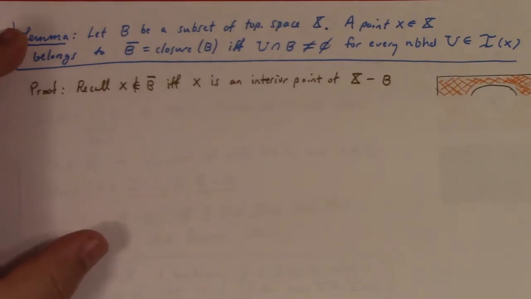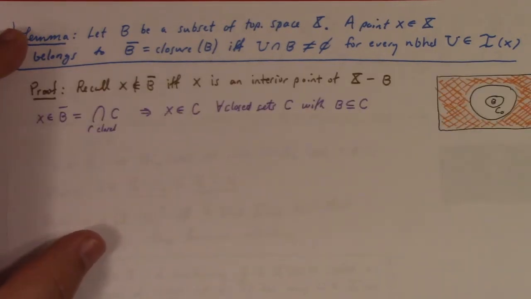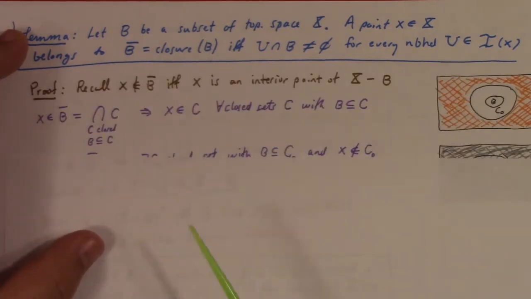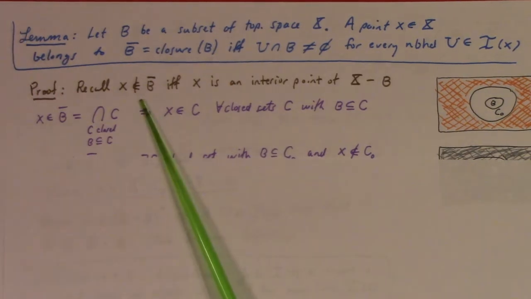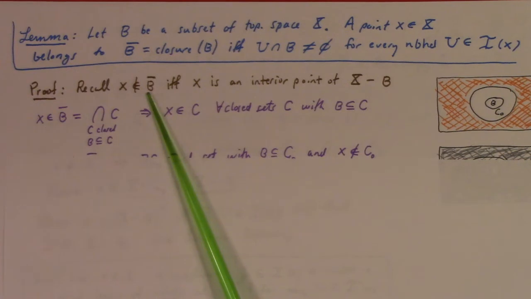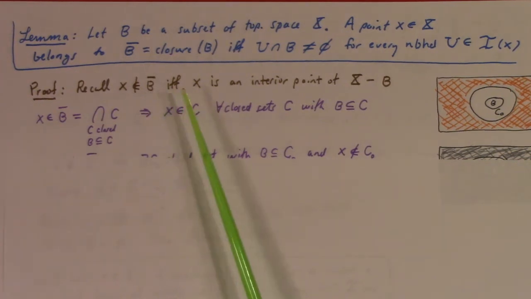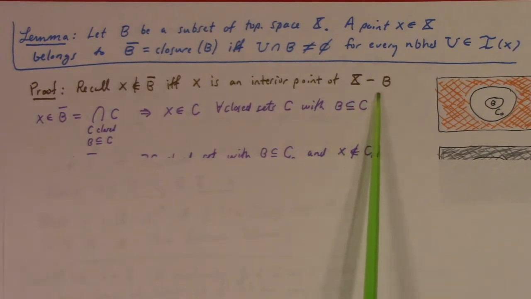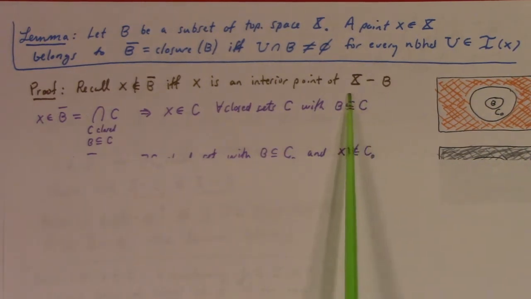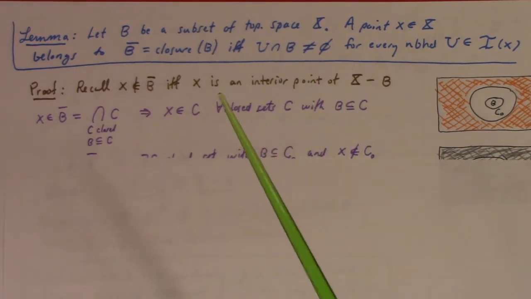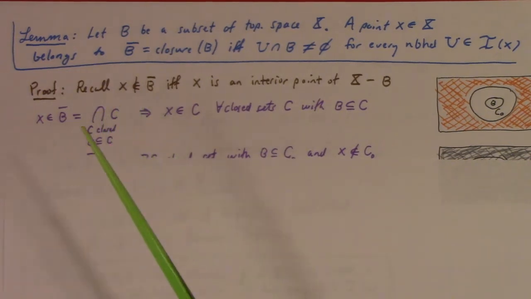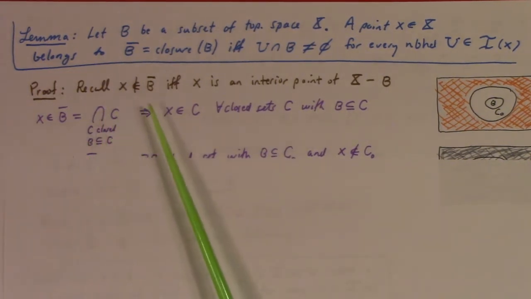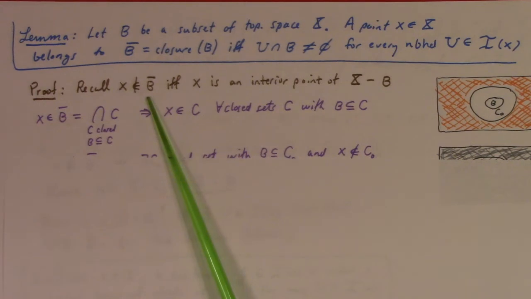Well, let's see if I can prove that. Here we go. Proof. Recall that X is not an element of the closure of B if and only if X is an interior point of X minus B.